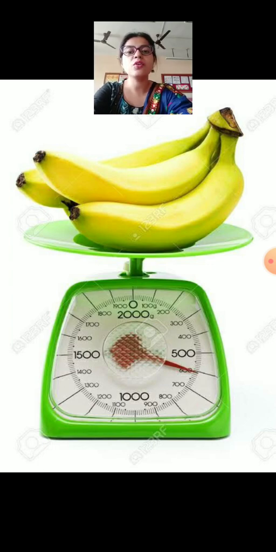So children, I hope that the concept of weight, the standard units and the instruments or tools used to measure the weight is clear to you. Thank you.